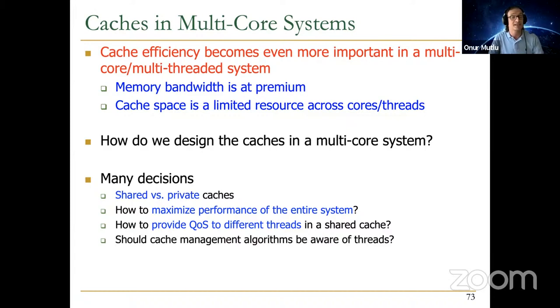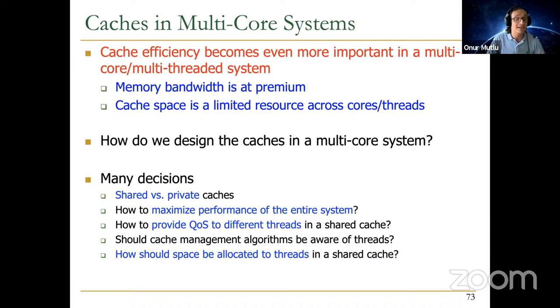Should cache management algorithms be aware of threads? That's an important question. How should cache space be allocated to threads in a shared cache? Today, people have finally moved to allocating space in a shared cache to different threads so that they can provide quality of service. Then the question becomes, how much cache space should be allocated to different threads so that they can satisfy their quality of service, predictability, and responsiveness requirements? Many, many interesting questions.